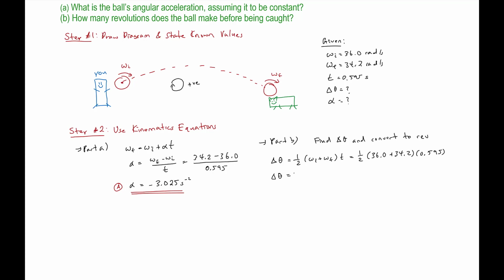Delta theta is equal to 20.8845 radians. We know that one revolution is equal to 360 degrees, which is 2 pi radians. So in one revolution, there are 2 pi radians. That gives us our conversion, and we have 3.324 revolutions that take place before the ball is caught. And that answers part B as well.